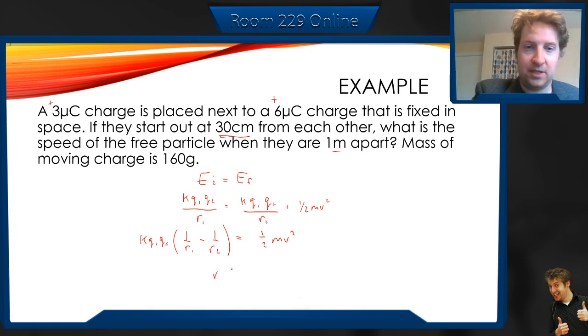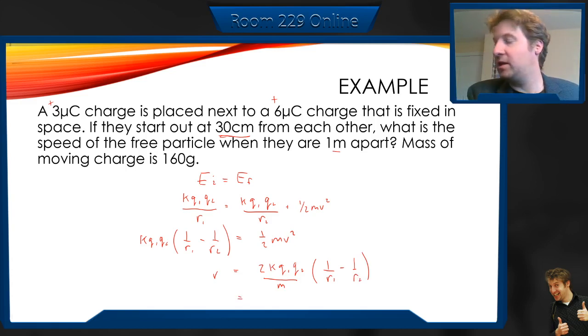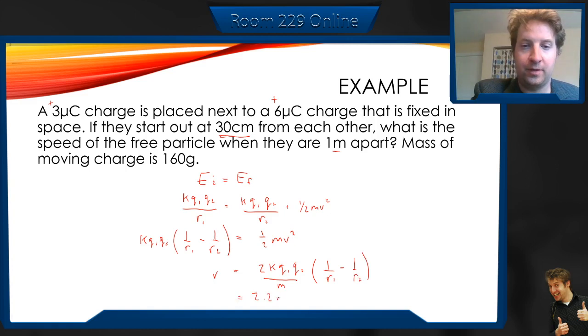I'm asked to find the speed of the free particle. So speed is going to be equal to the square root of 2k, Coulomb constant, Q1, Q2, all over m, multiplied by 1 over r1, take away 1 over r2. Plugging everything in, I end up with a speed of 2.2 meters per second. Please write this out, fill this all in, and check my work there. I'm pretty sure we end up with a speed of 2.2 meters a second once we've gotten to this new 1 meter position.